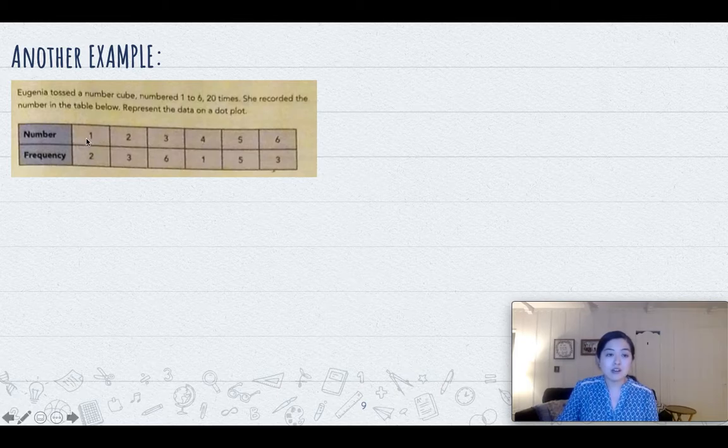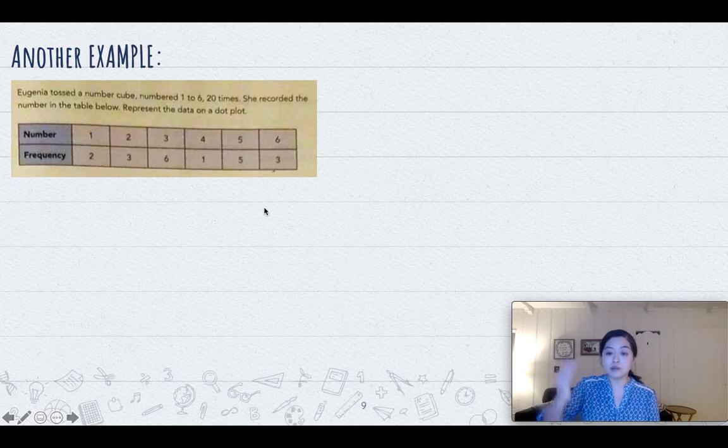So it faced up to side 1 2 times. It faced up to side 2 3 times. It faced up to side 3 6 times. It faced up side 4 1 time. It faced up to side 5 5 times. And it faced up on side 6 3 times. Remember, this bottom row in this table refers to the frequency, how many times that data appears.